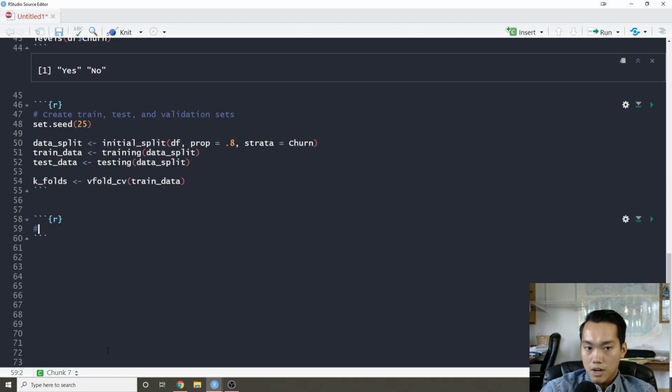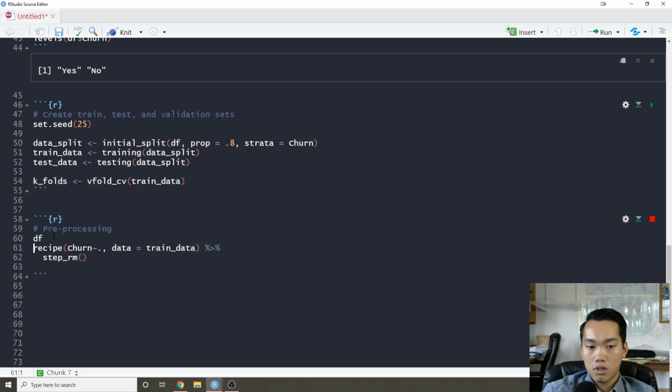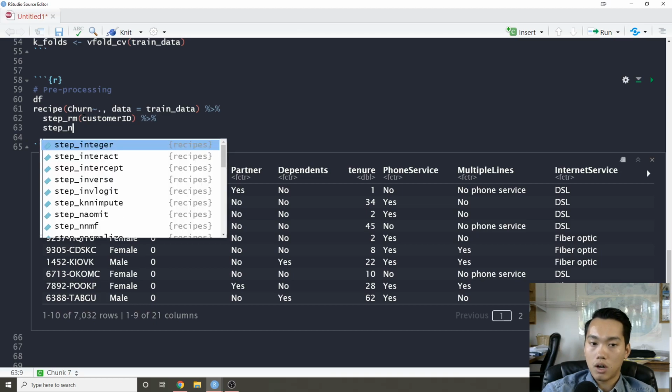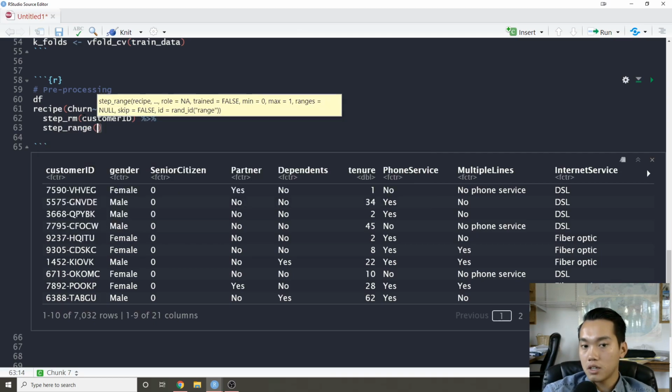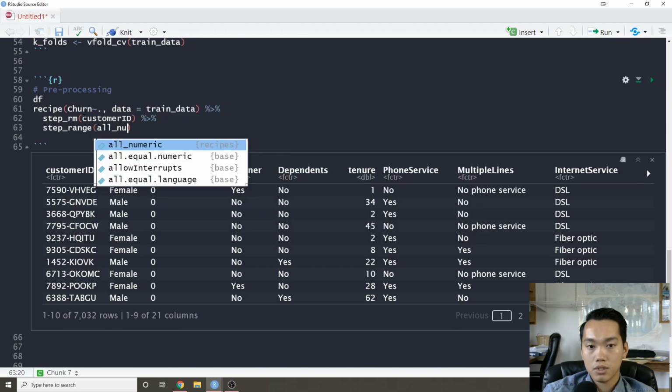Okay, so now we're going to actually do the pre-processing. We're just going to do a basic recipe. So we'll say recipe churn data equals train data, step remove, because we want to remove the actual customer ID. So we'll just remove that. We'll basically normalize all of the numeric variables.